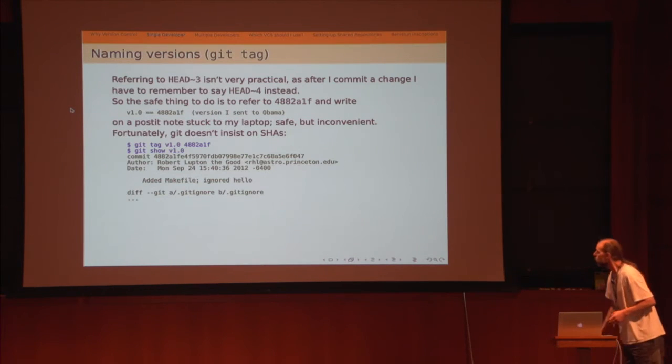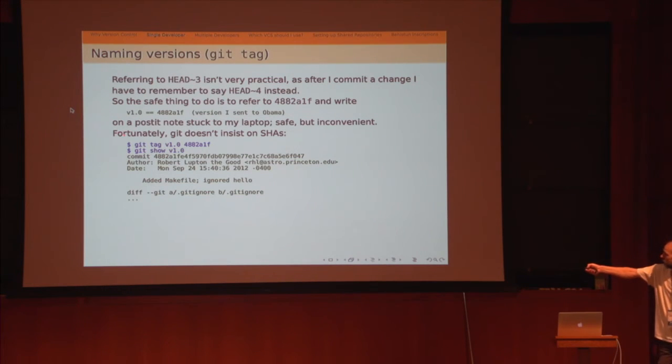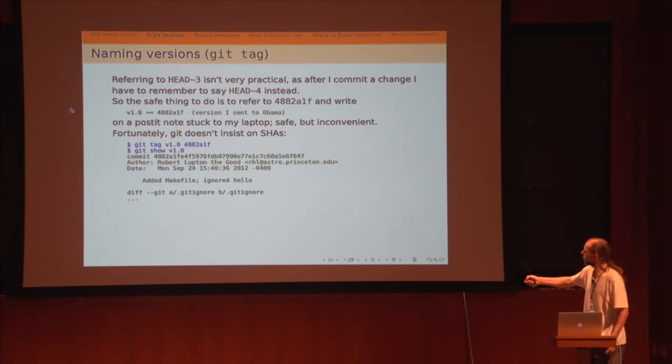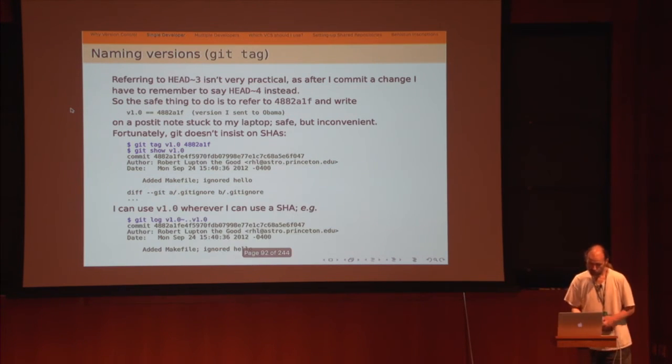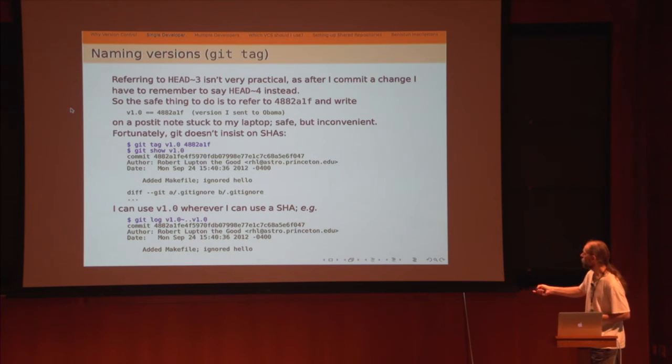Fortunately, there's a way to get around that, which is to give it a name. I can say git tag v1.0, that's what I call it, that's what 4882A1F is. So that's progress. I can now say things like git show v1.0, and I can forget most of my SHA. And in fact, I can use v1.0. It's essentially an abbreviation for a SHA, okay?